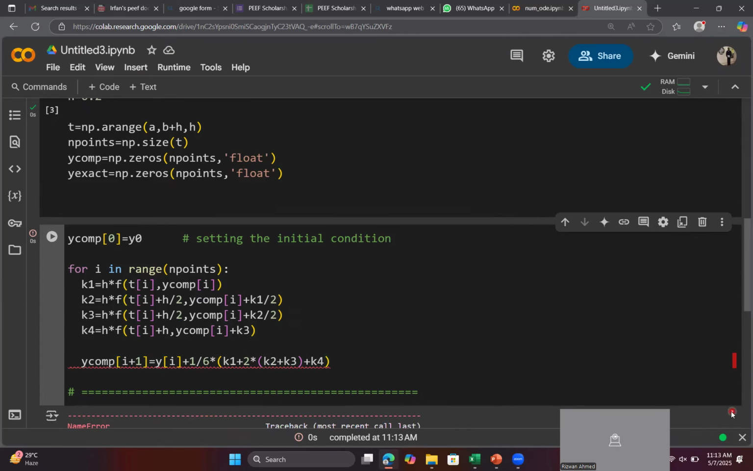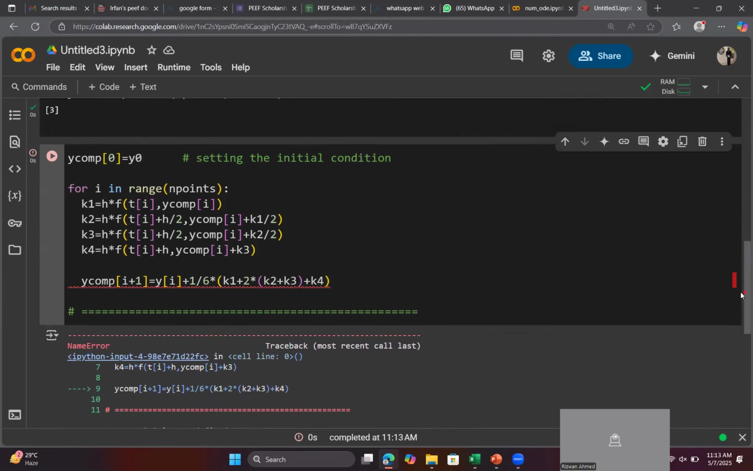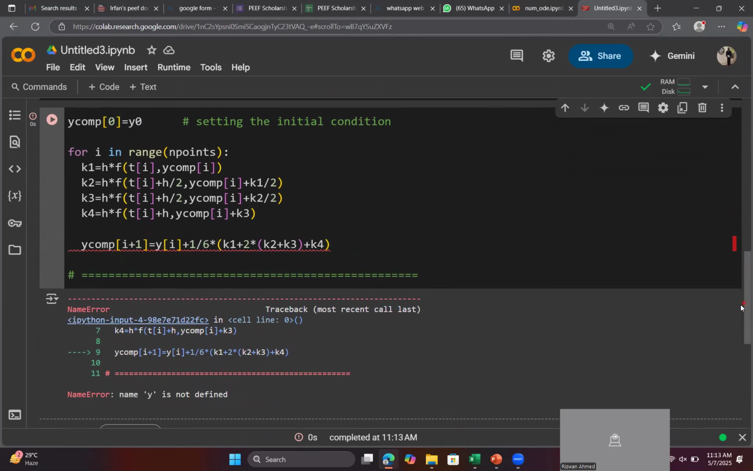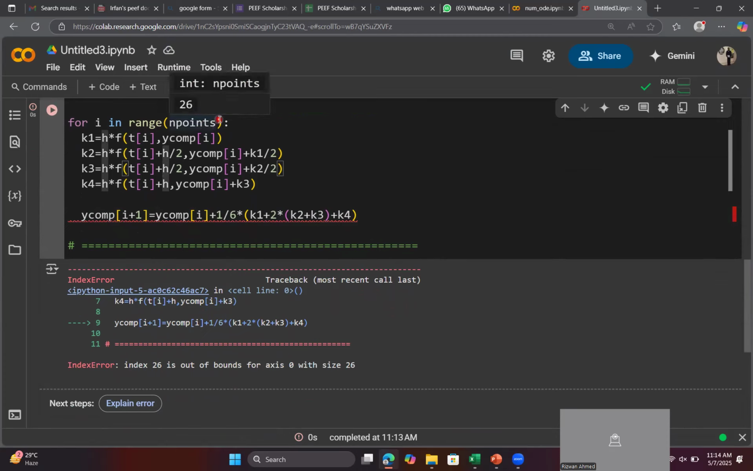Okay. It seems there is some error, a typing mistake. Y is not defined somewhere. Y computation yi, right? So typing mistake. Okay. Yes, the problem with the indices. So I varies from 0 to n minus 1 points. So when it is n minus 1, I plus 1 will become n points.